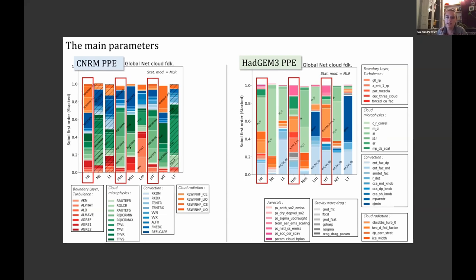And if we look at the high cloud especially, the red rectangles here are the Sobol first order indices, so basically the contribution of the parameters to the total variance within the PPE. In CNRM, we have a large contribution of the microphysics parameters in green. It's mostly ice microphysics. But for HADGEM3, it's true for the high thin clouds, but it's less obvious for the medium and thick clouds, where there are more complex contributions.